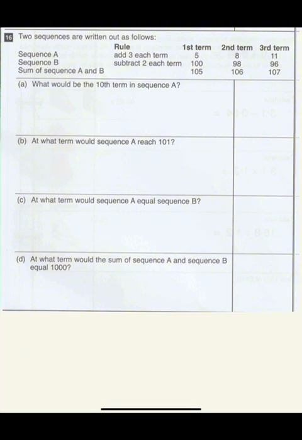First question, what would be the 10th term in sequence A? To find the 10th term, let's find the nth term to make life easier. The first term is 5, the second term is 8, the third term is 11, and they say it is adding 3 each time. Straight away put plus 3n, which means 3 times 1 is 3. To get to this 5, add 2. Found the nth term, which is 3n plus 2.